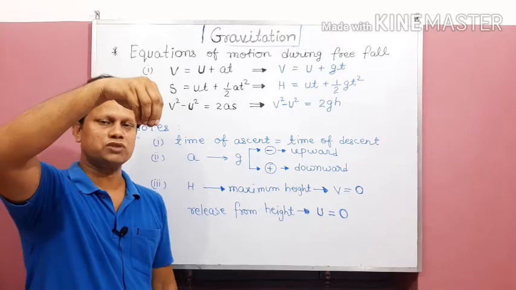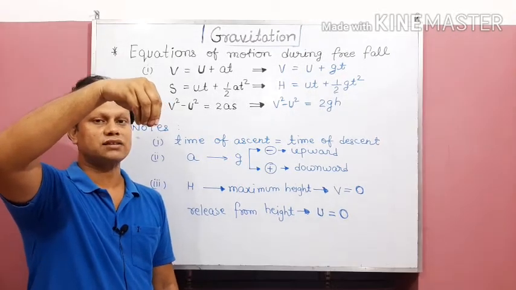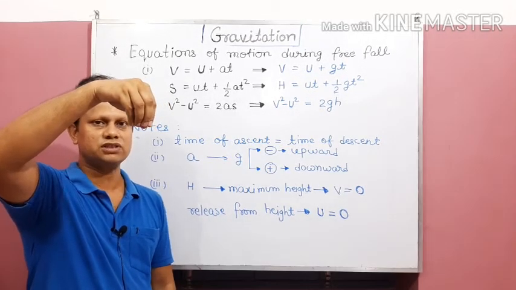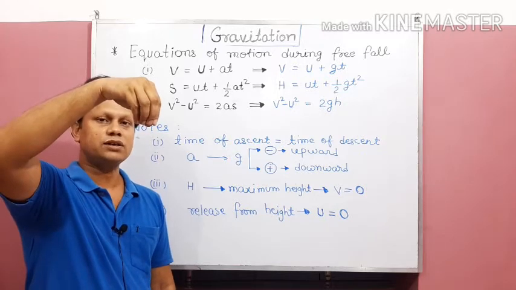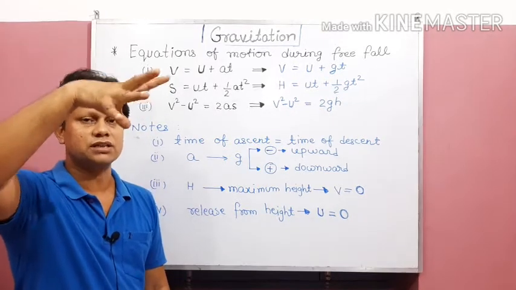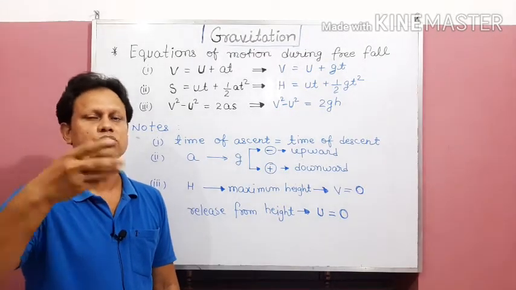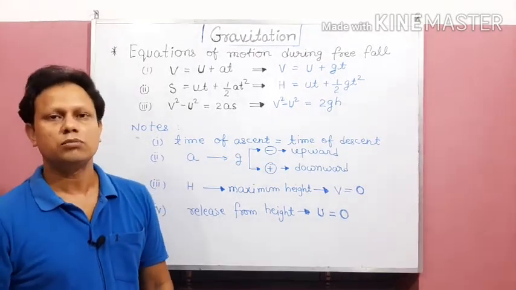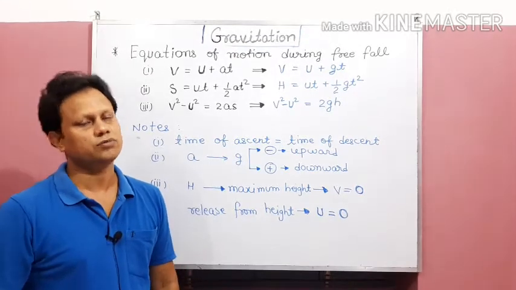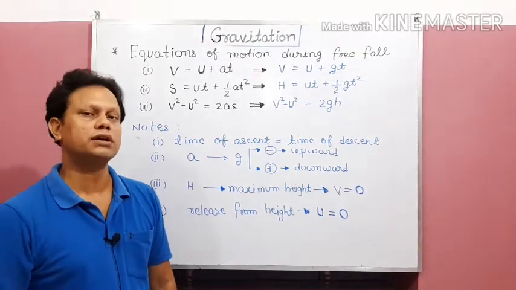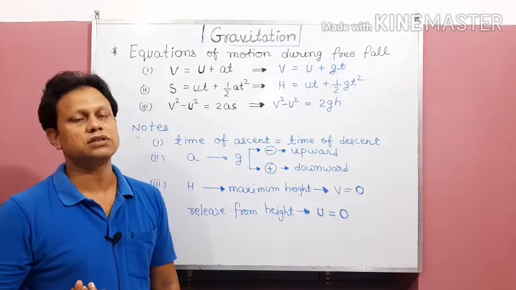the downward motion will start. In that situation the acceleration due to gravity will be positive g, which I have already mentioned. And here the initial velocity when you are releasing will be taken as 0, because you are just releasing it, so it's at rest. Obviously, in that situation we are going to take the initial velocity as 0.